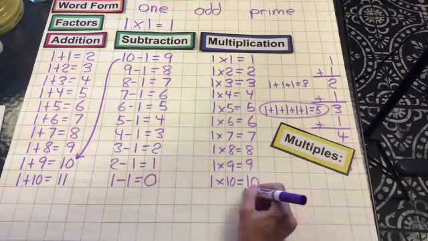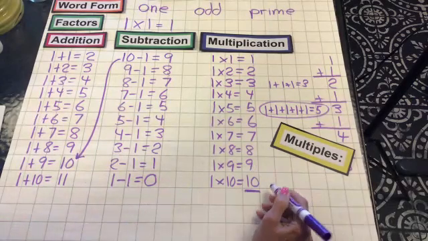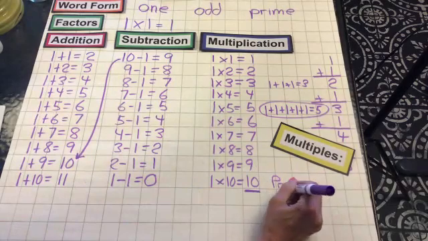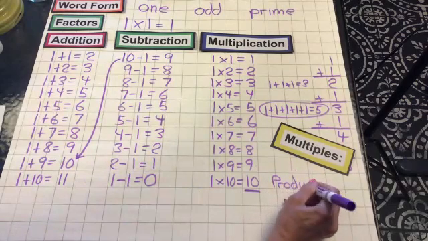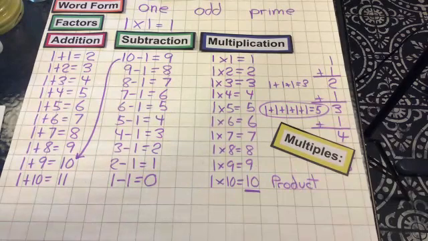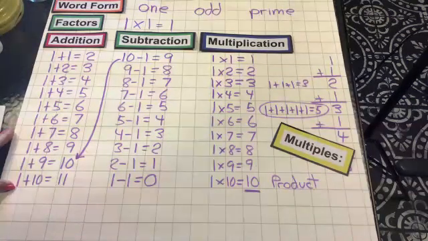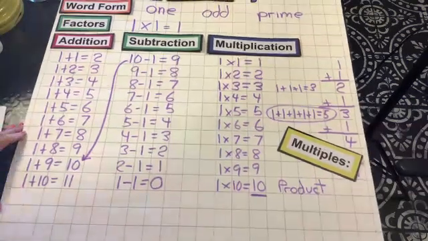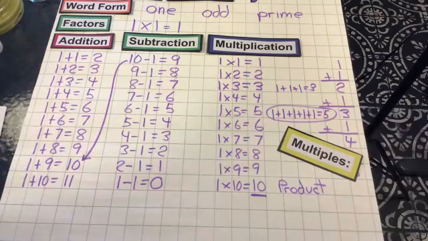And also we want to realize that the answer of a multiplication problem is called a product. So you can write that on your paper, product. So we're getting familiar with terminology in math. So let's move on to our next category. Make sure you can see everything.